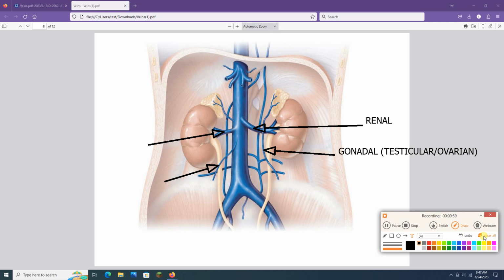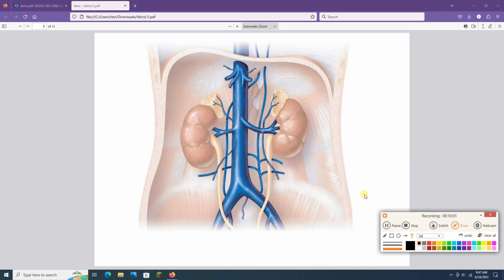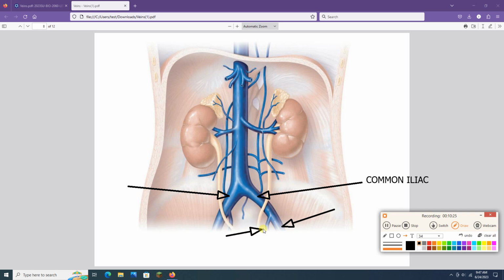All right. What else can I see here? I can see my common iliac vein right there. Let's write that down. So I've got a common iliac vein. And I know that if I have the word common, I'm going to get a split. And I see my split right there. There's my external iliac vein, and there is my internal iliac vein. So let's label those guys.